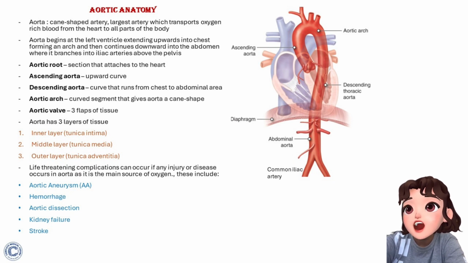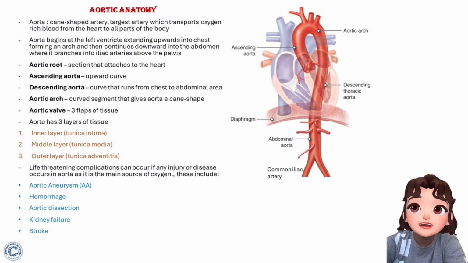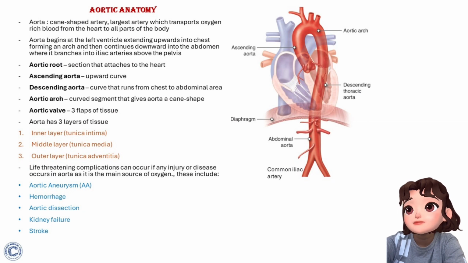Aorta begins at the left ventricle, extending upwards into the chest. See that the red color is the aorta. It forms an arch then, and continues downward into the abdomen, where it branches into iliac arteries above the pelvis. So it starts from the left ventricle, forms an arch, extends towards the chest, and then continues downwards into the abdomen, up to the pelvis. After the abdominal aorta, you can see it will extend till the common iliac artery.